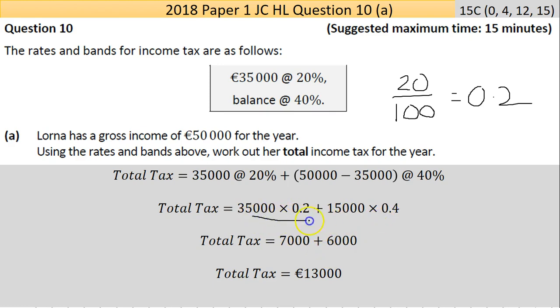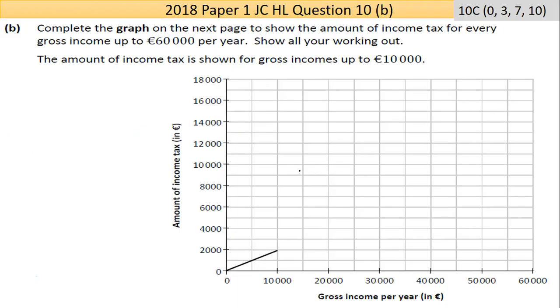Now, technically, you could have programmed the whole thing in the calculator and gone straight to the answer. But I've just included the two intermediate steps just to show what happened. And 7,000 and 6,000 is 13,000. So that's how much tax she pays on her 50,000 of earnings.